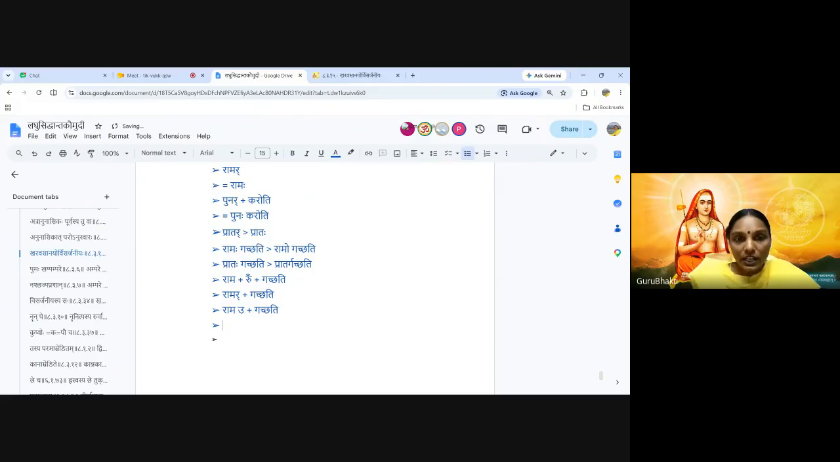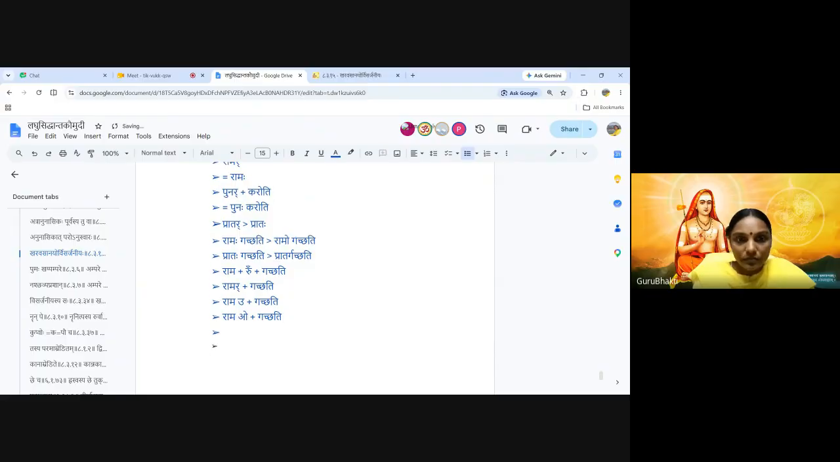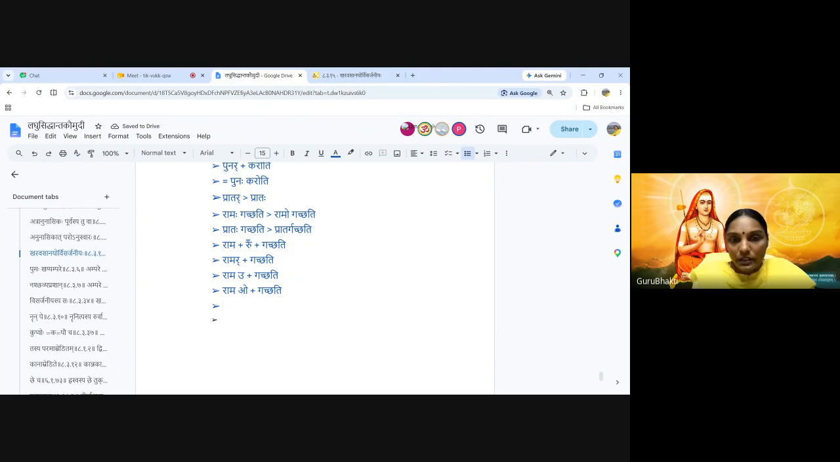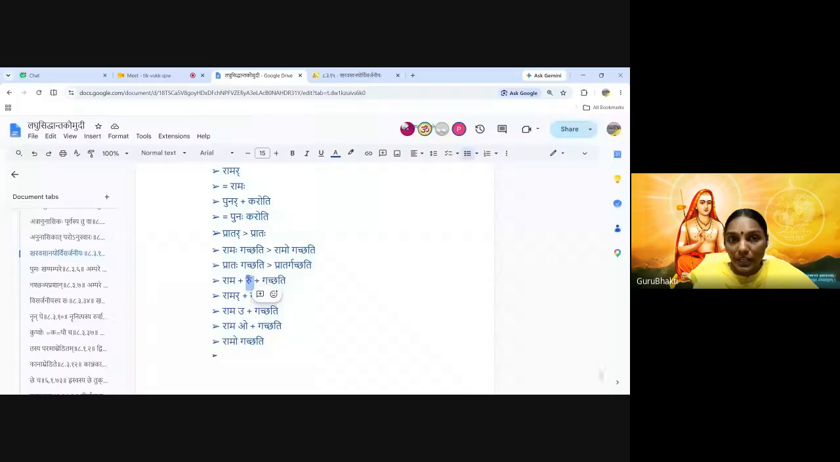And there is another sutra. This Ukara will change into Okara. I think Purvarupa, another sutra might have come here, Purvarupa. By that, Ramo Gachati. This way, this Rukara will have some other prayojanam. That's why they have mentioned it separately.